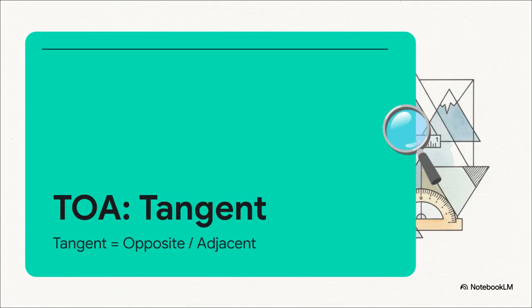And to finish it off, we have TOA. T is for tangent, O is for opposite, and A is for adjacent. Now notice something here? The hypotenuse is nowhere to be found. Tangent is just the simple ratio of the opposite side to the adjacent side. And boom, there you have it. All three trig functions, perfectly laid out for you.